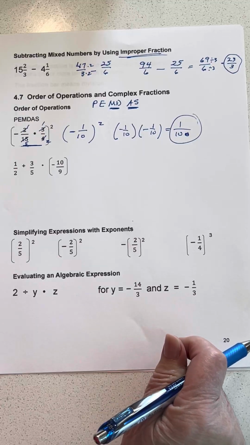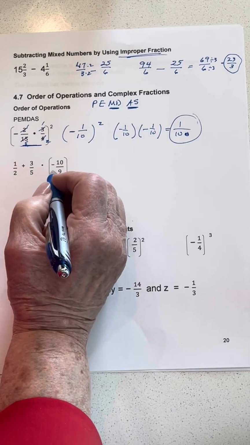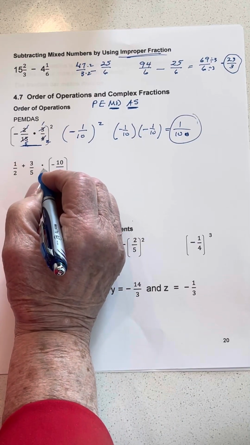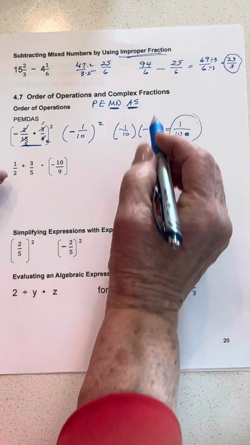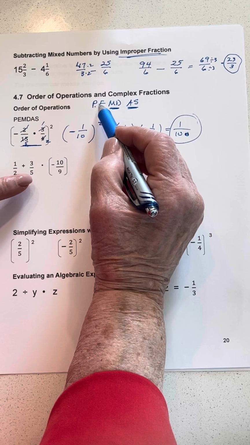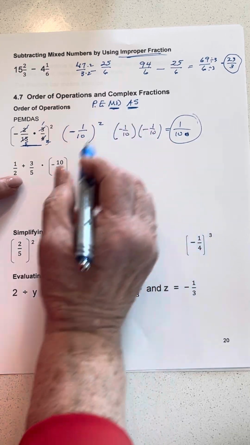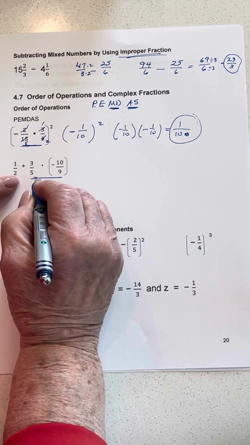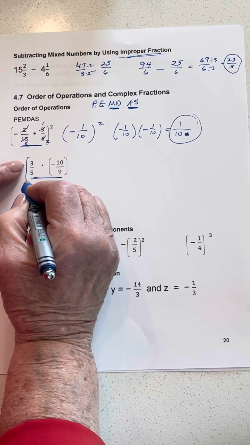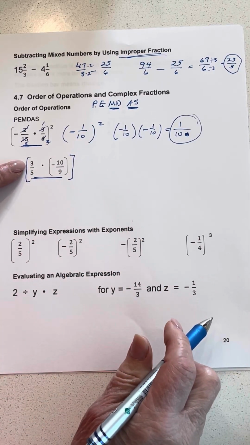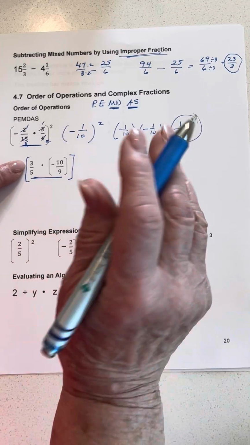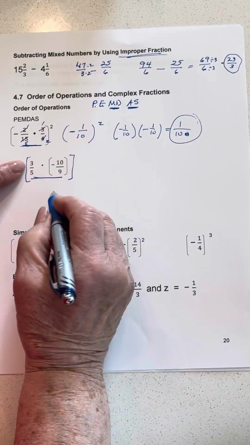Let's look at the next one. I see parentheses, but it's just to separate the negative sign from the multiplication sign. So we don't really have any parentheses or any exponents. We do have multiplication and division, so we're going to do this first. We're going to do this problem right here, and then we'll add 1/2 to it. So again, signs are different, so it's going to be negative.